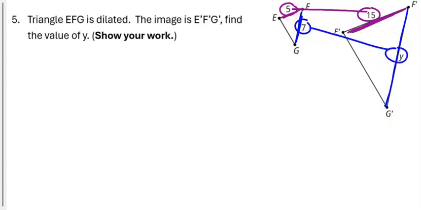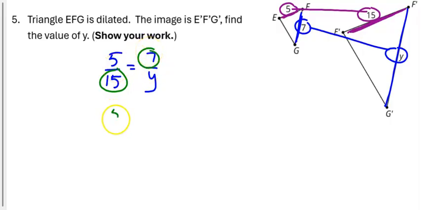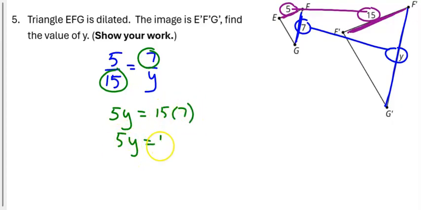So there are two ways of doing this. I would set a proportion as one way. So 5 goes to 15, as 7 goes to Y. And then I can solve this by doing cross multiplication. So 5 times Y is equal to 15 times 7. So 5Y equals 105. Divide both sides by 5, and so Y will equal 21.